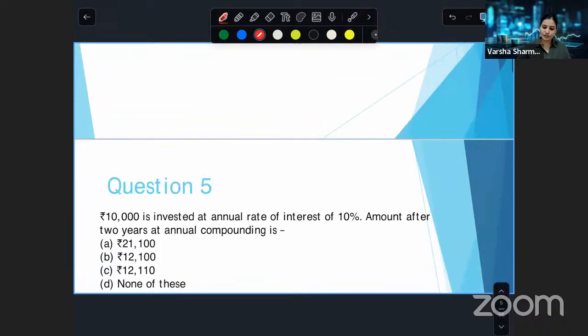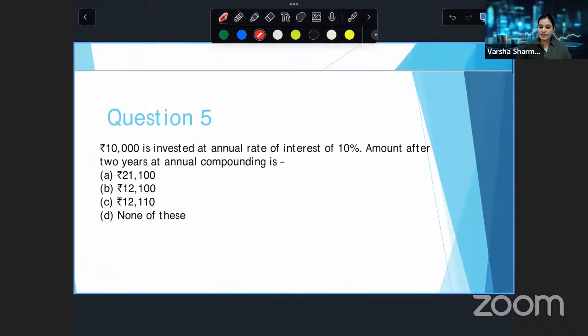Next. Question number 5. Rupees 10,000 is invested at an annual rate of interest of 10%. Amount after 2 years at annual compounding. If the rate of interest is 10%, compounding value will be 1.1. Amount will be 10,000 into 1.1 raised to the power 2, which is 12,100. Option B. Yes? All clear?